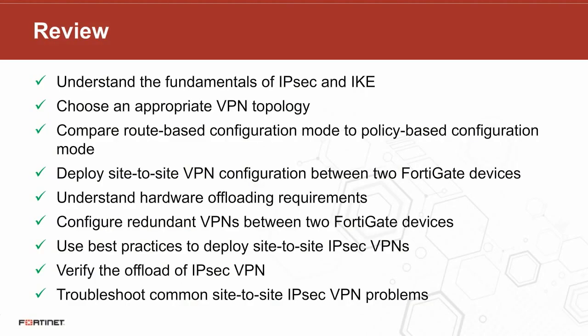This lesson covered the following objectives: reviewed IPsec and IKE, choose an appropriate VPN topology, compare route-based configuration mode to policy-based configuration mode, deploy a site-to-site VPN configuration between two FortiGate devices, understand hardware offloading requirements, configure redundant VPNs between two FortiGate devices, use best practices to deploy site-to-site IPsec VPNs, verify the offload of IPsec VPN. Troubleshoot common site-to-site IPsec VPN problems.